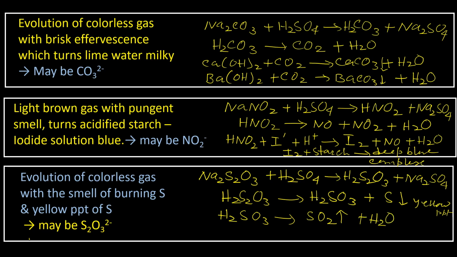So here also what will happen? The weaker thiosulfuric acid is released. Thiosulfuric acid decomposes to sulfurous acid and sulfur. So we are getting the yellow colloidal precipitate of sulfur. And this sulfurous acid, what will happen? It will form the anhydride of sulfurous acid, that is sulfur dioxide, and then water.